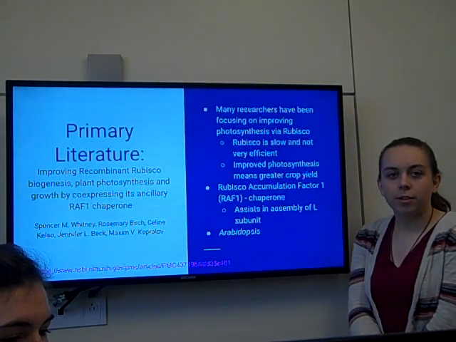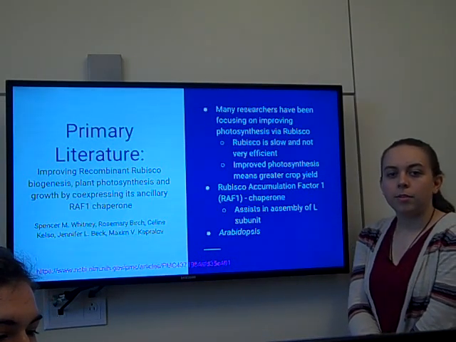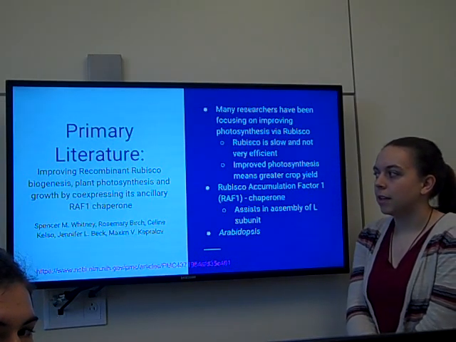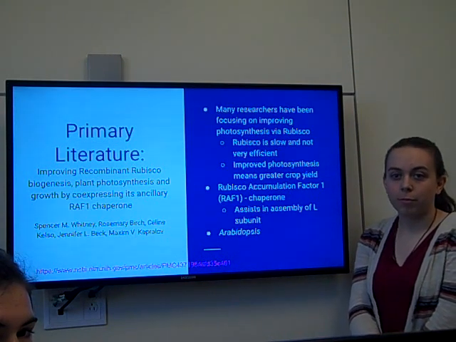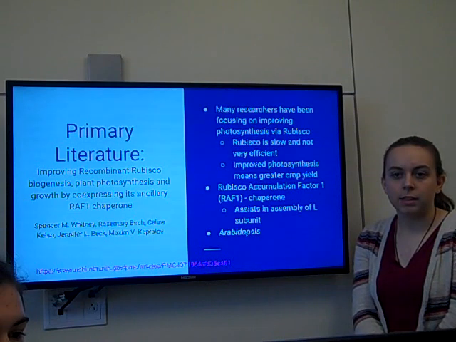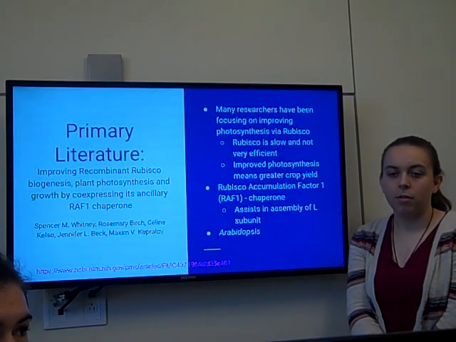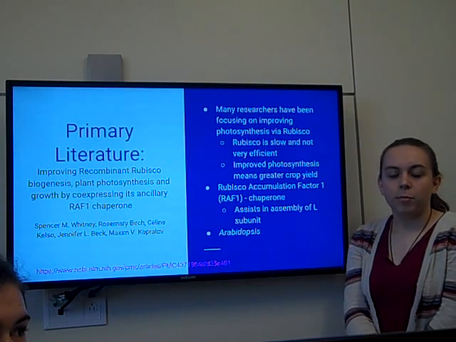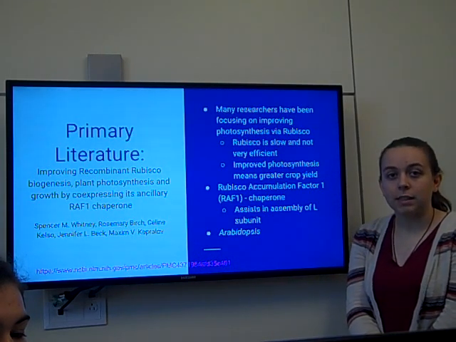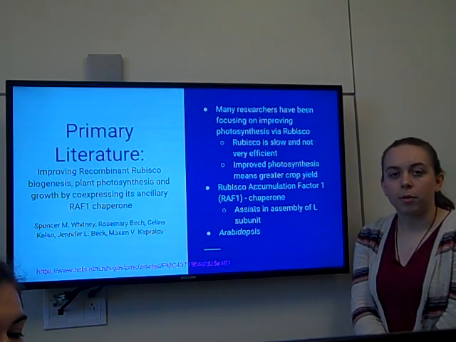So the primary literature that we chose is called Improving Recombinant Rubisco Biogenesis, Plant Photosynthesis and Growth by Co-Expressing its Ancillary RAF1 Chaperone. So recently, many researchers have been focusing on improving photosynthesis via Rubisco. Since Rubisco is very inefficient and slow, changing Rubisco or enhancing it is a good way to improve photosynthesis, which means greater crop yield, which can solve hunger problems throughout the world.